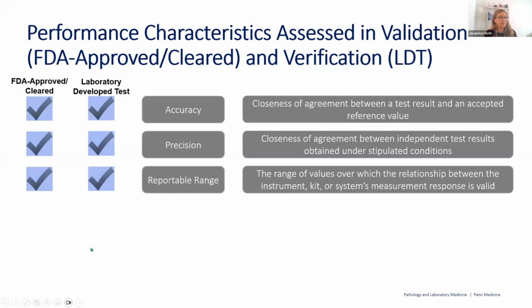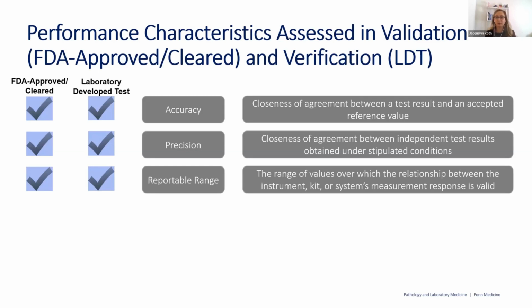The reportable range is a metric you must look at for both validation and verification. And this is going to be the range of values over which the relationship between your assay or your instrument or kit to which your response is valid. So an example that I can think of that might apply to the receptor gene rearrangement sequencing is, let's say that you've shown you're able to detect in a given sample anywhere between 1 and 5 different rearranged clones. That's going to be your reportable range of what you are able to detect there.